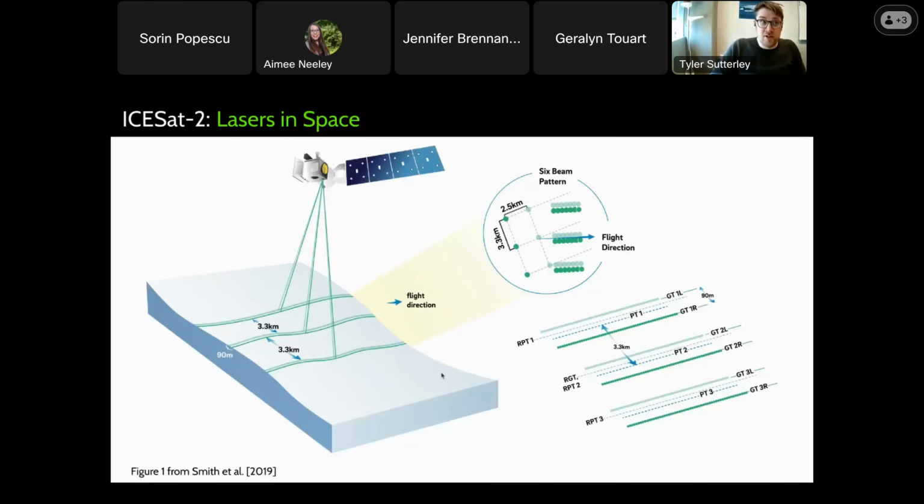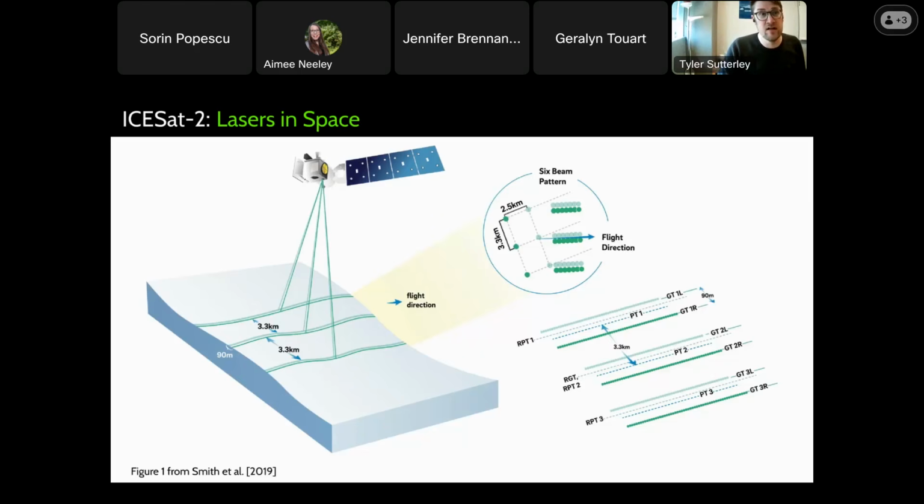ICESat-2 is a laser altimeter. It's lasers in space. And as Soren said, it collects data in these profiles. You can think of them as long track point clouds that are repeated over these 70-centimeter bursts, where each of the footprints is about 11 meters in diameter. It collects data over 6 beams that are collected into these 3 beam pairs. Each of the beam pairs is separated by 90 meters.